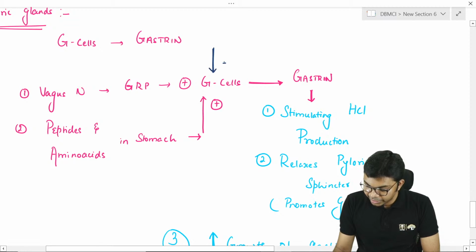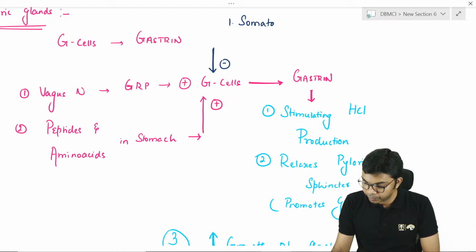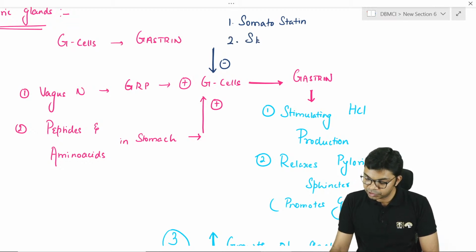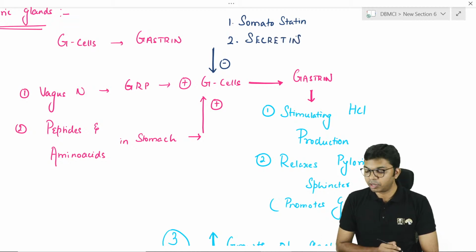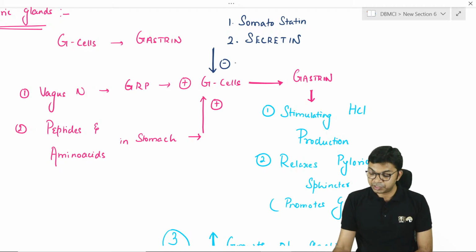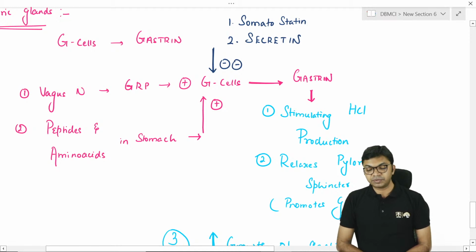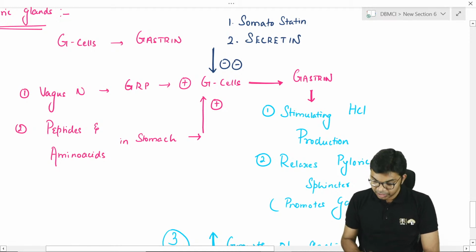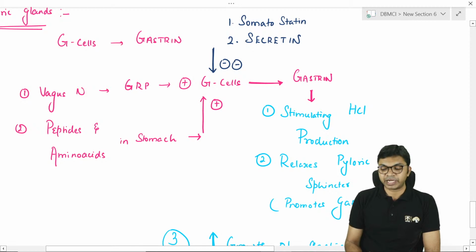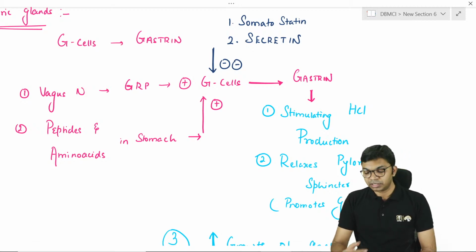G cells are getting inhibited by number 1, somatostatin. Somatostatin inhibits G cells. Number 2, secretin, the hormone coming from the duodenum. The hormone secretin coming from the duodenum inhibits G cells, doctors. So G cells are triggered by two factors: one, the vagus nerve, the second one, amino acids and peptides in the stomach. It is getting inhibited by somatostatin as well as secretin. These are all the gastric functions as well as gastric secretions, doctors.